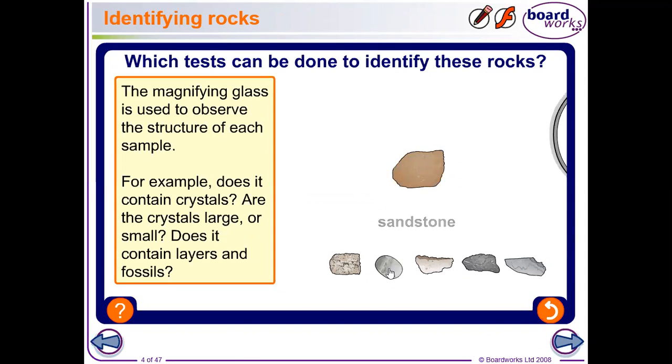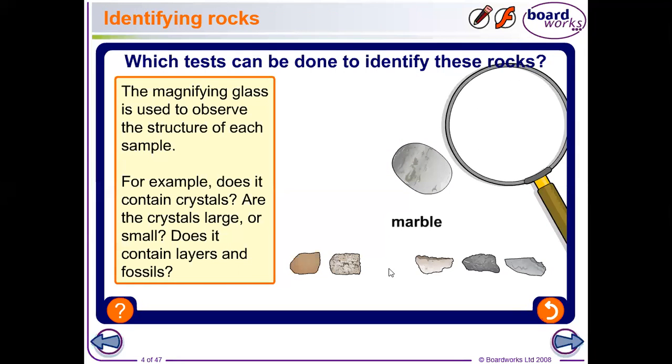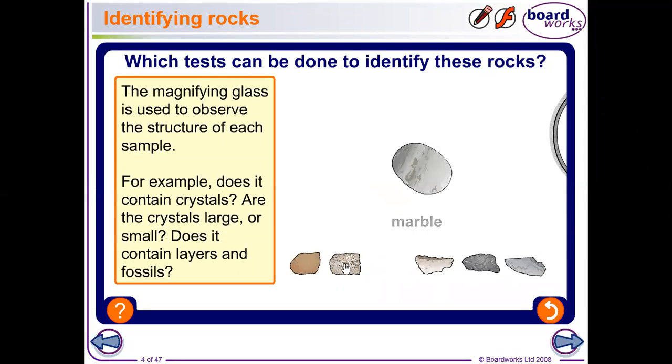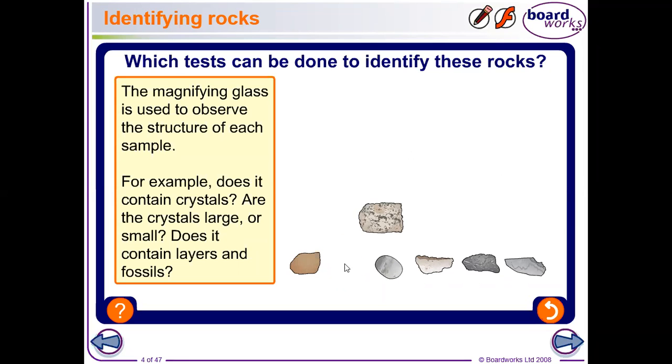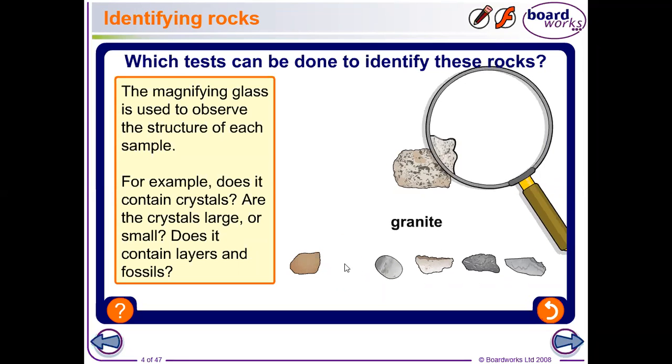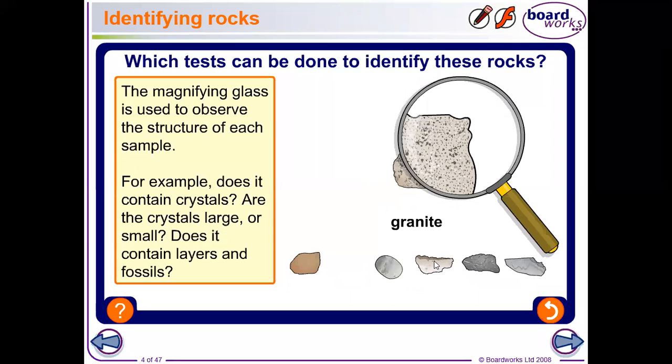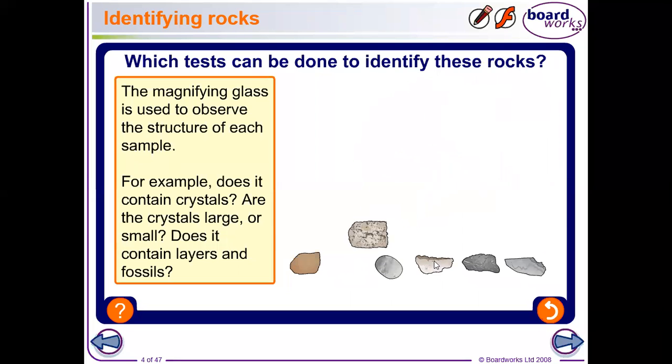This is marble, and marble is a metamorphic rock. You can see how shiny it is. They make statues with it, and it's actually hard to reshape. This is granite, and granite is made up of crystals. It's an igneous rock. Yes, guys, well done.